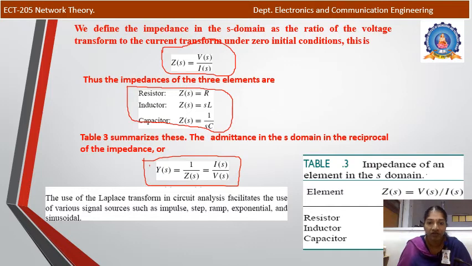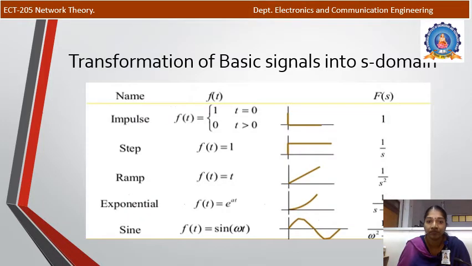Okay, so these are the impedances of an element in S domain. Resistance will be R, inductor will be S into L, and capacitor will be 1 by SC. So you have to keep in mind these three values to do the problems in circuit analysis using Laplace transform. Okay.